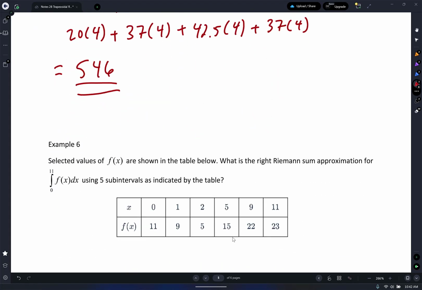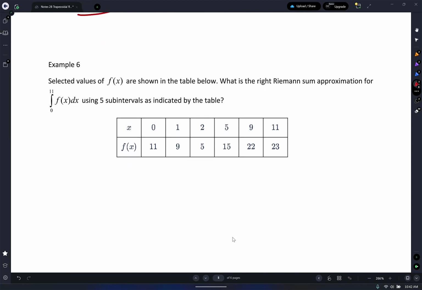All right, let's do some more practice. I'm doing the same thing. Let's see. This time they're not the same delta x. How do you know? 0 to 1, 1 to 2, those look the same. But look, 2 to 5, 5 to 9, 9 to 11. I guess I didn't even read the question. Let's read the question first.